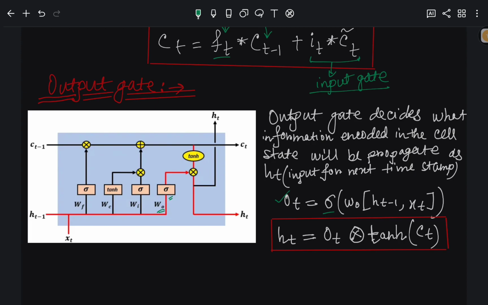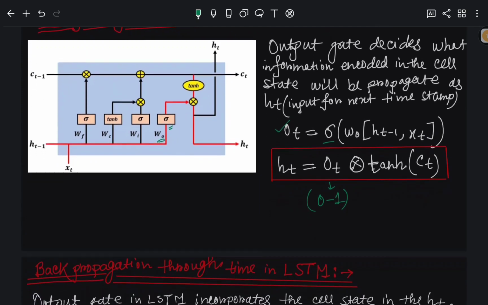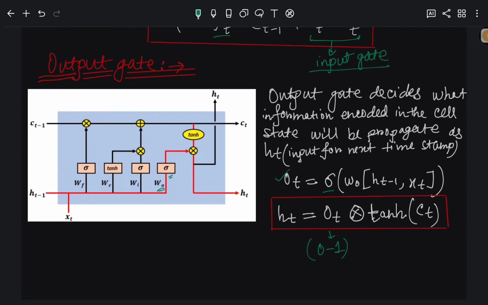So here again we see that this OT will be the output in the range of 0 to 1, right? So it will decide what information from the CT. So we are using a tanh activation function on top of CT, and then we are multiplying with the OT, right? So OT is the sigmoid activation function we have used. So this output gate will decide what values will be propagated as HT, right? So HT will act as an input to the next step.